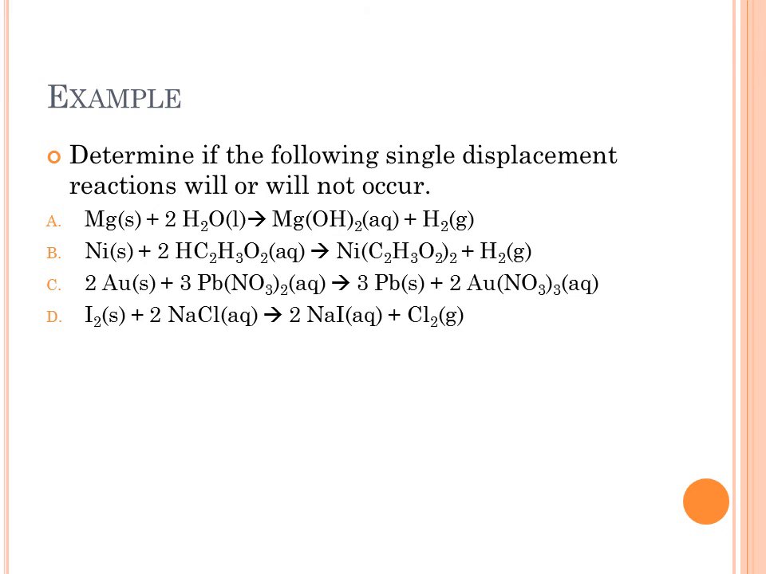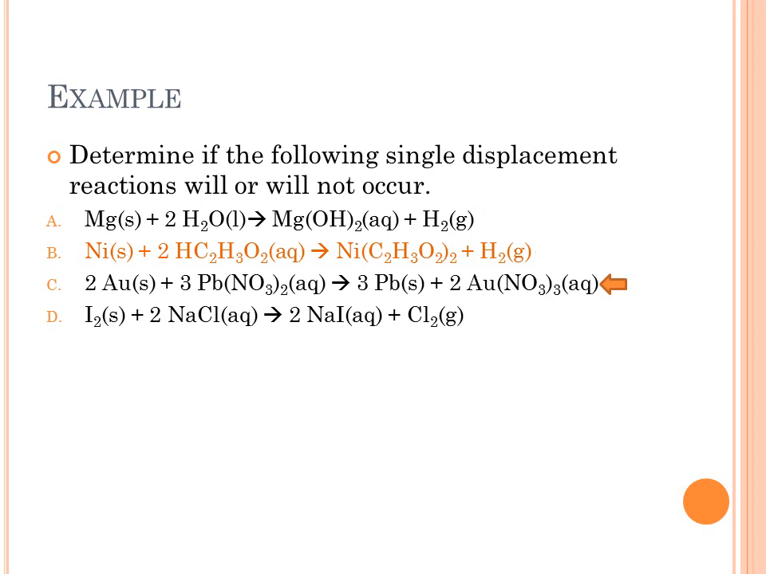Are they active enough? Looking, we find only B is a reaction that will occur. The nickel is active enough to replace the hydrogen gas from the acetic acid. Magnesium in A will not displace hydrogen from water because it's not active enough for room temperature water. The nickel does displace the hydrogen gas from the acetic acid.